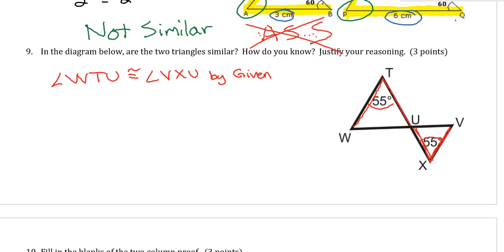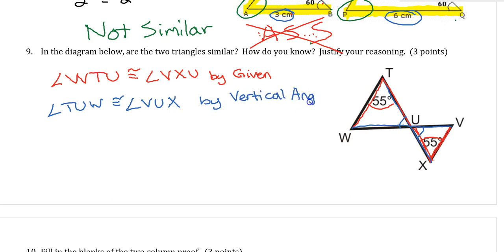The next thing I can say is angle TUW is congruent to angle VUX by, remember, those are vertical angles. Anytime you have that bow tie shape, okay? All right, the two lines crossing, they are vertical angles.